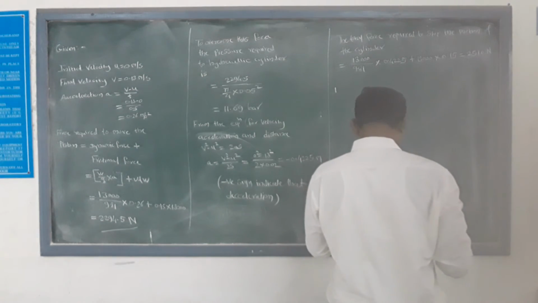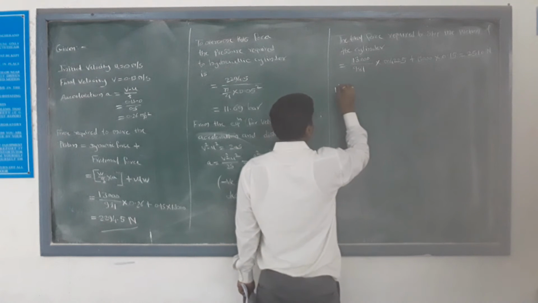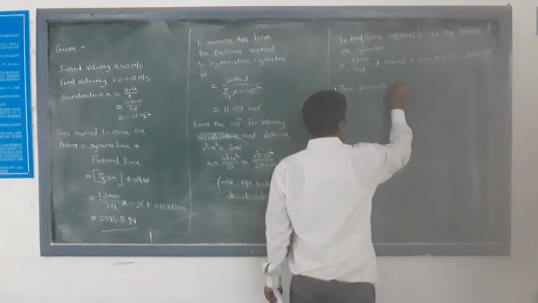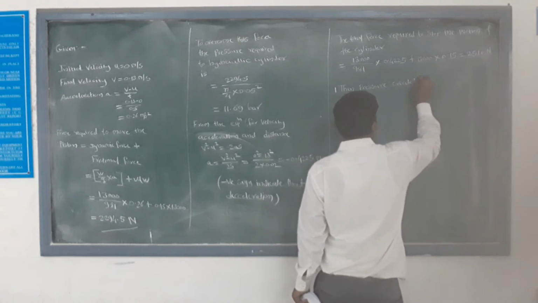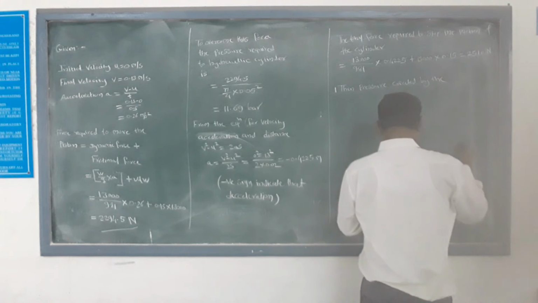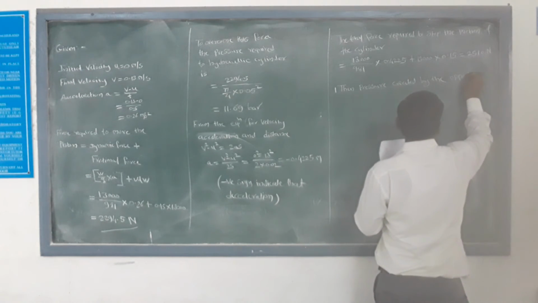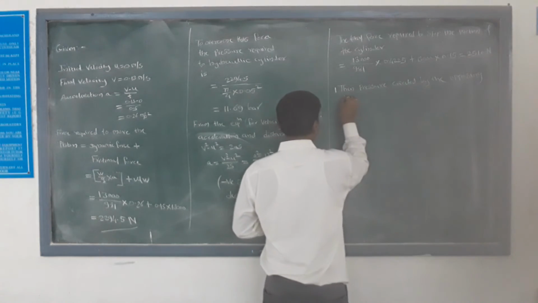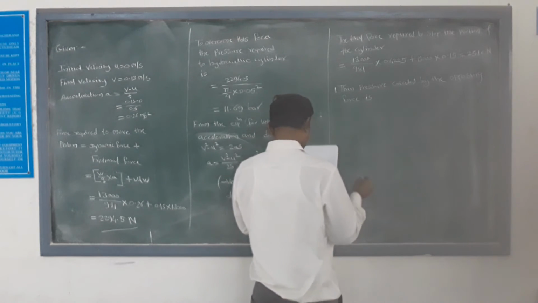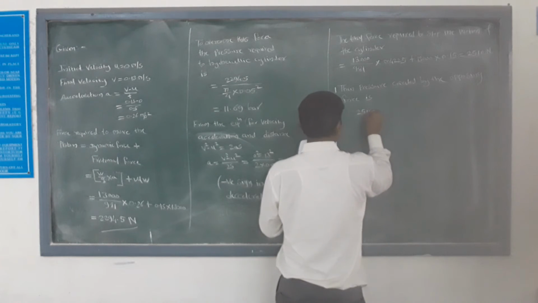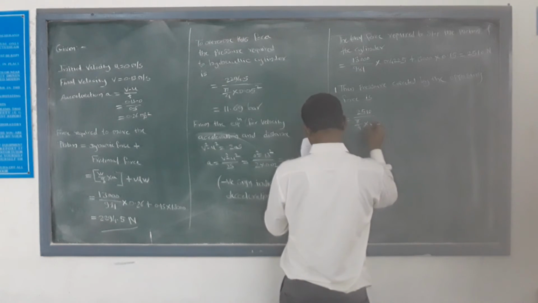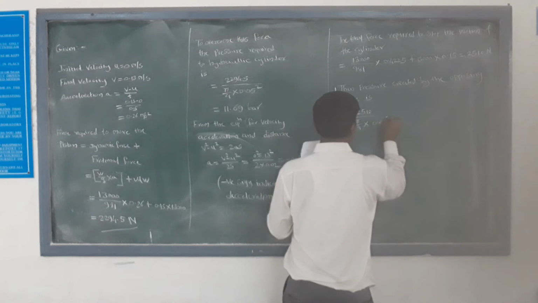After that, the pressure created by the opposing force is equal to 2510 upon pi by 4 into 0.05 squared.